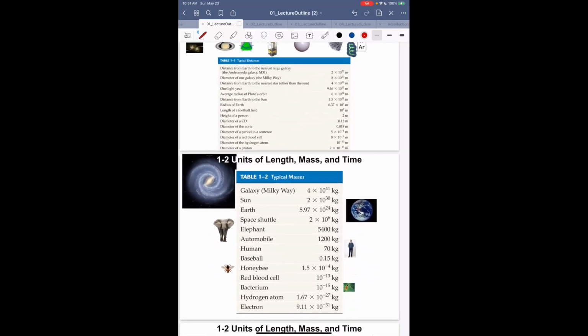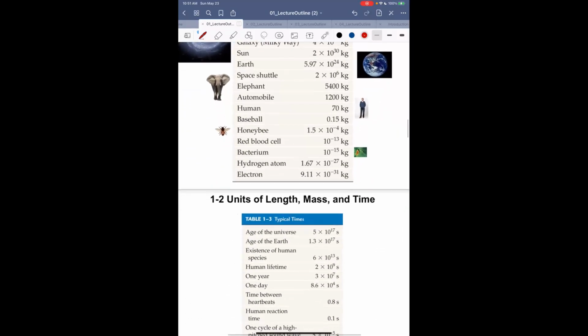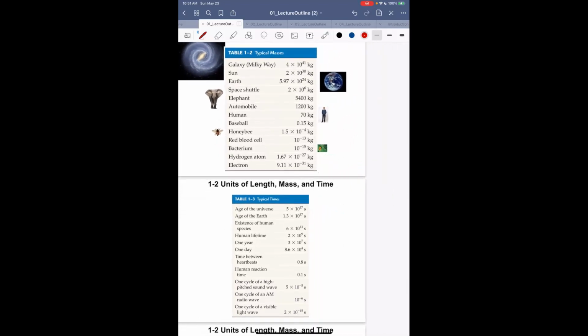Now also here, some of the typical masses, like the galaxy, 4 × 10⁴¹, and the electron is 9.11 × 10⁻³¹. Okay, the lightest, maybe among all the things that we have in here. Also for time, we have different times here showing you that the age of the universe is 5 × 10¹⁷ seconds, whereas one cycle of a visible light wave is going to last for 10⁻¹⁵ seconds.